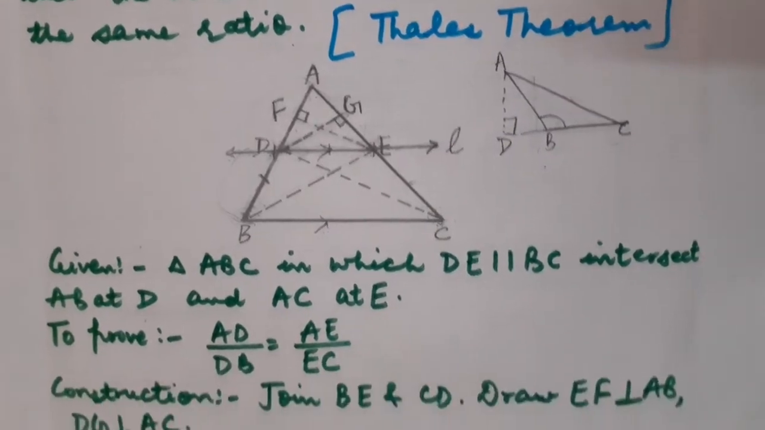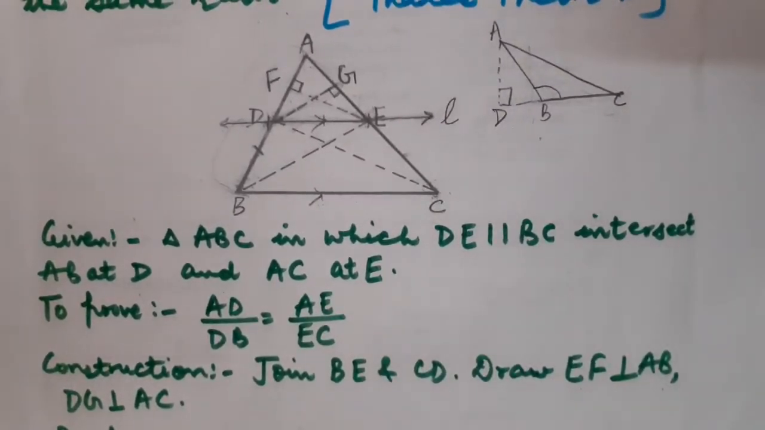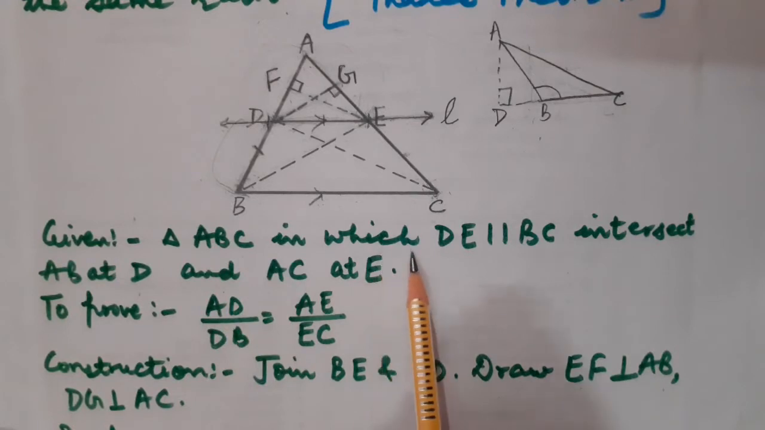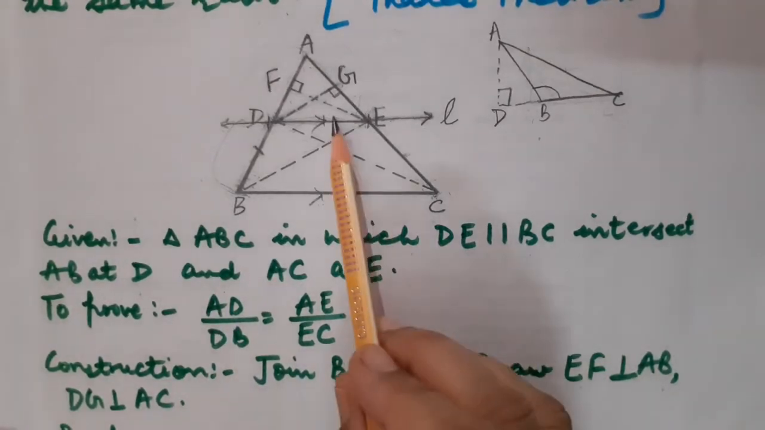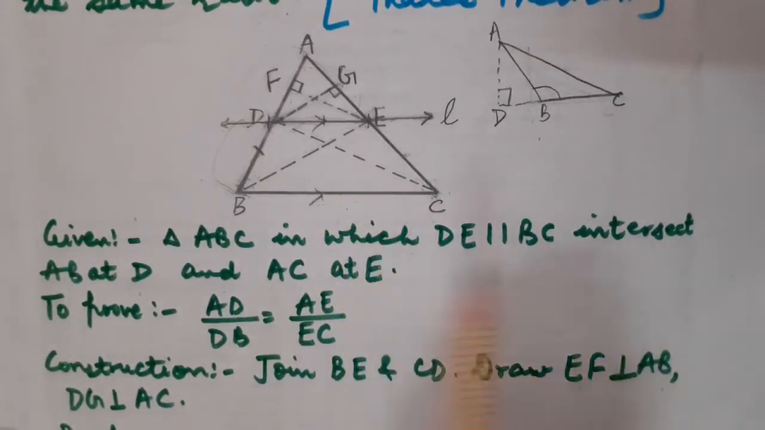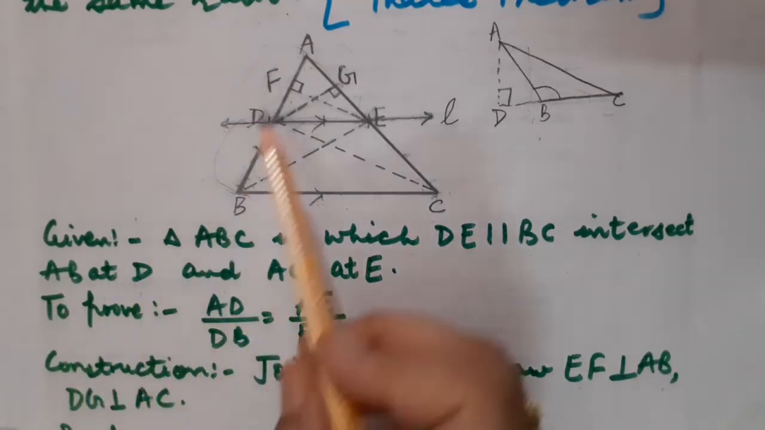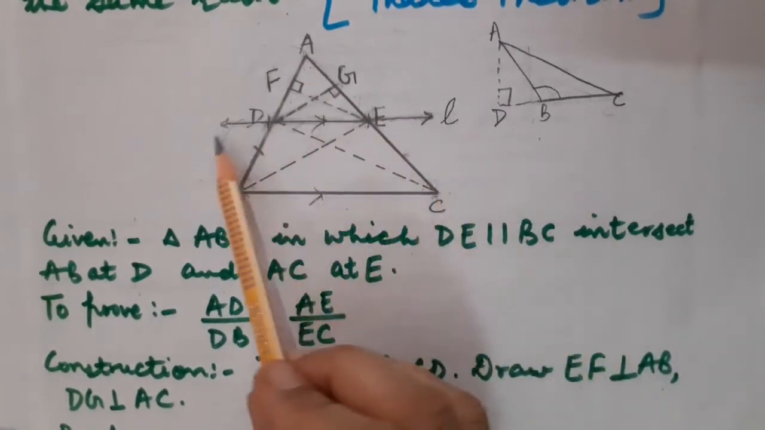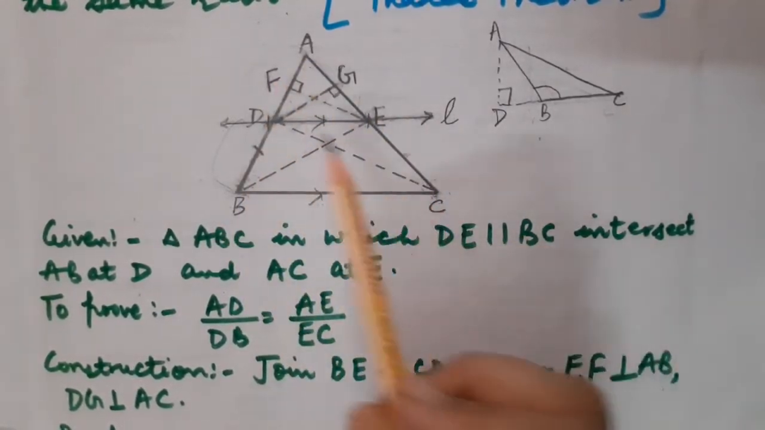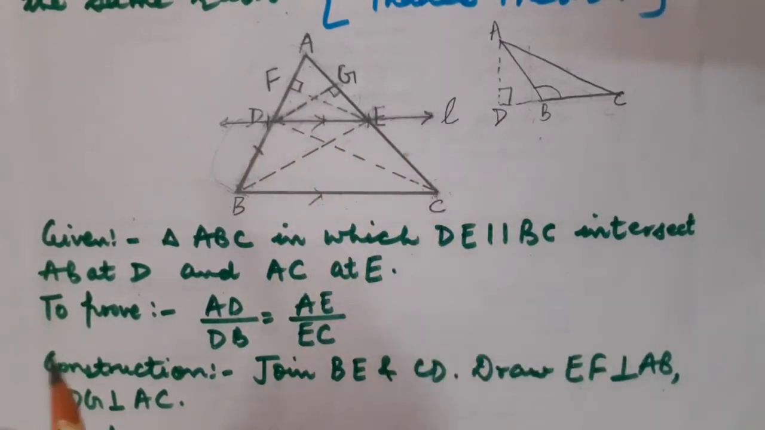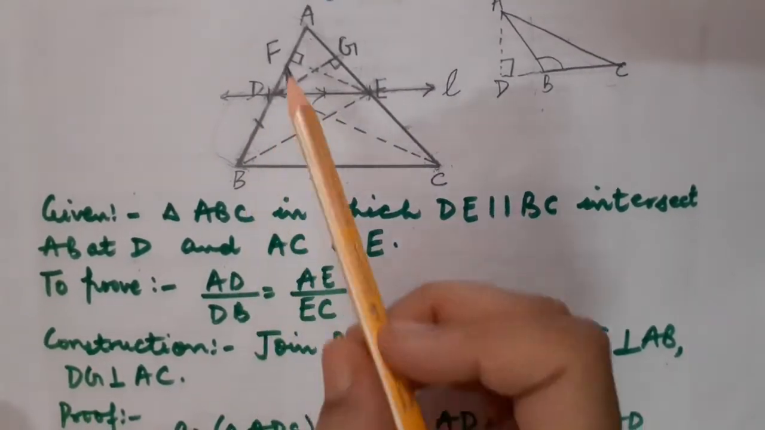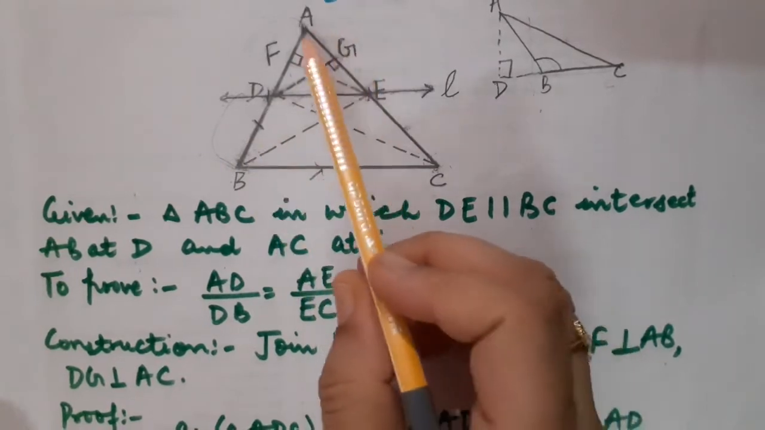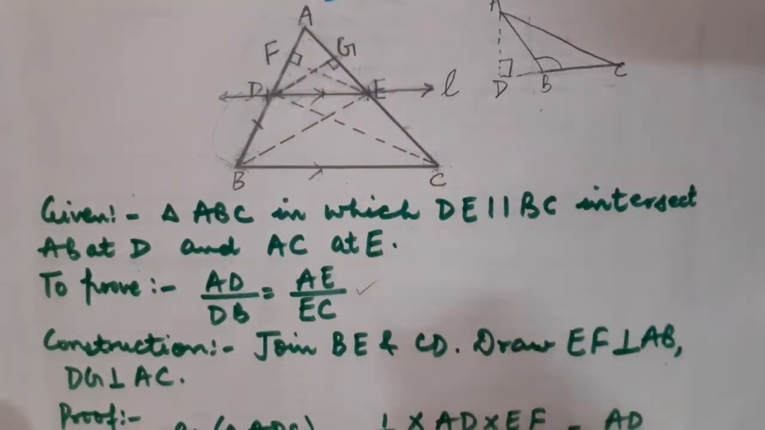So let us start its proof. This is the most important theorem, children. You must know its proof. So what is given to us? Given triangle ABC in which DE is parallel to BC. You can see here, it intersects AB at point D as well as AC at point E. We have to prove that AD upon DB is equal to AE upon EC.